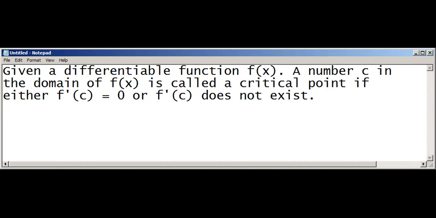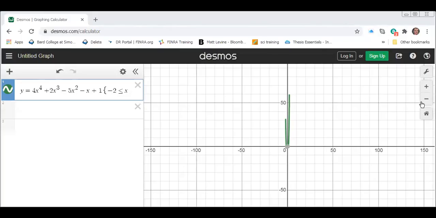So we've seen some critical points in the Desmos graph that I just showed, and I'll go back and look at them. But let's look at the definition for a second. Given a function y equals f of x, a point in the domain is called a critical point if the derivative at that point is equal to 0 or if the derivative doesn't exist. So let's look at some examples. How does that relate to what we've been talking about with local minimum and maximum?